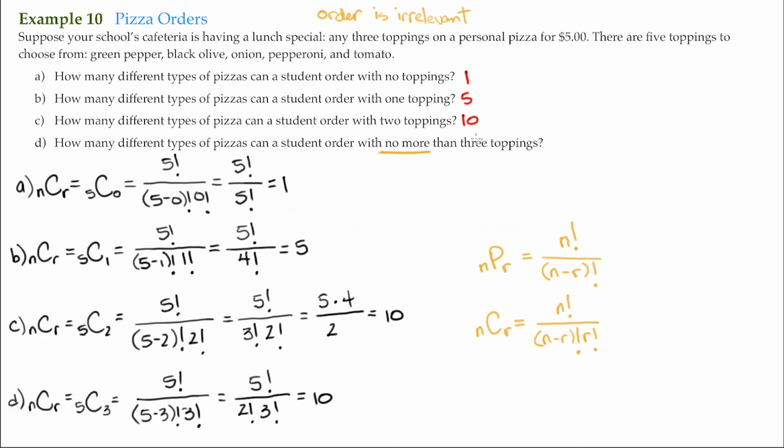So if there's 10 for 3 toppings, 10 for 2 toppings, 5 for 1 topping, and 1 for no toppings, then how many different types of pizzas can a student order with no more than 3 toppings? We just add them all together, and it's 26. And there we have it.